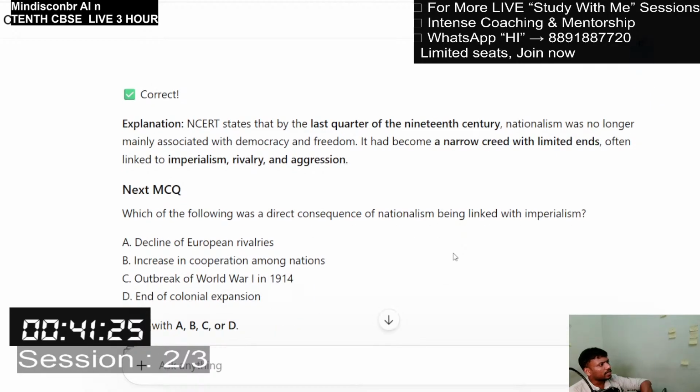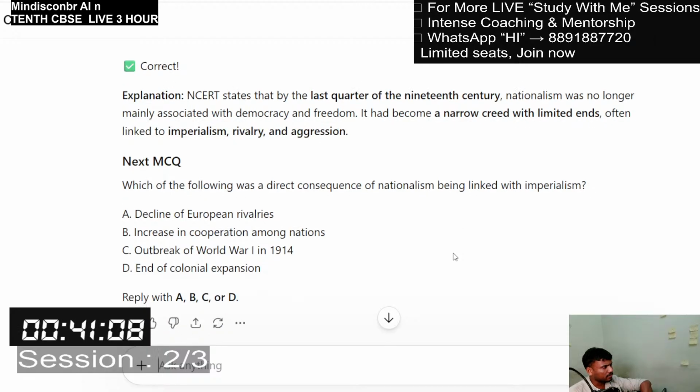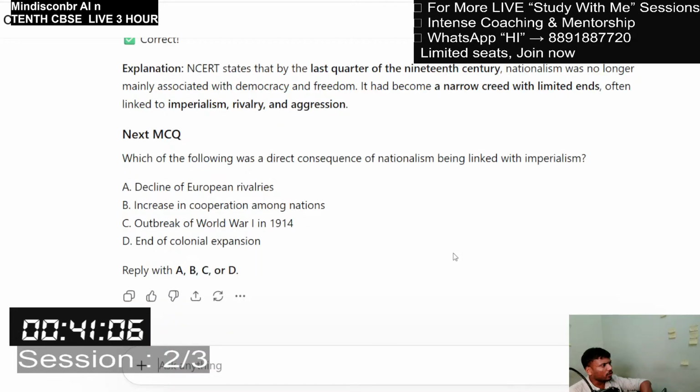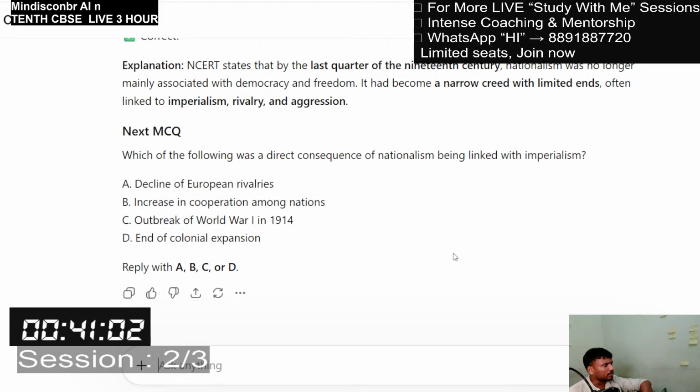NCERT states that by the last quarter of the 19th century, nationalism was no longer mainly associated with democracy and freedom. It had become a narrow creed with limited ends, often linked to imperialism, rivalry, and aggression. Which of the following was a direct consequence of nationalism being linked with imperialism?